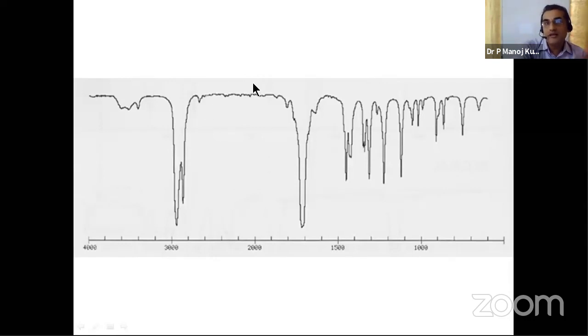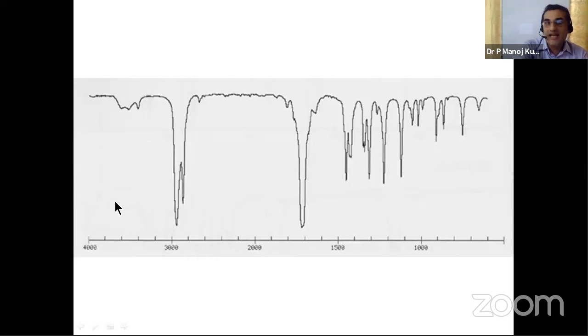Coming to the third zone, C triple bond C and C triple bond N should occur in the region of 2250 and 2150. You cannot see any bands there. C double bond O is definitely there, between 1500 and 1700. So it tells me that the compound is aliphatic in nature and contains a carbonyl group. Further, I can search for the diagnostic bands which support this.